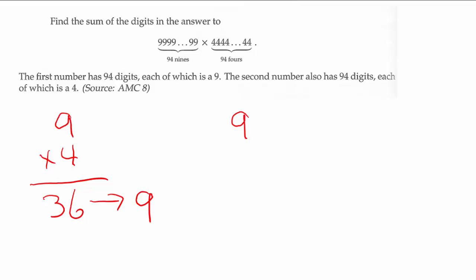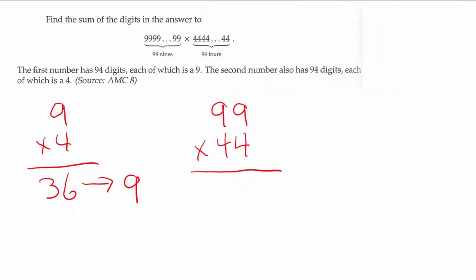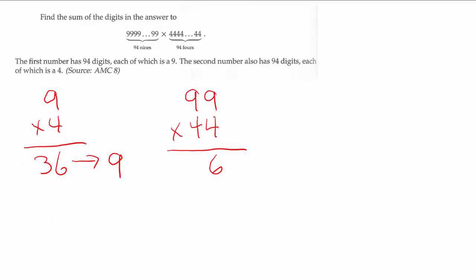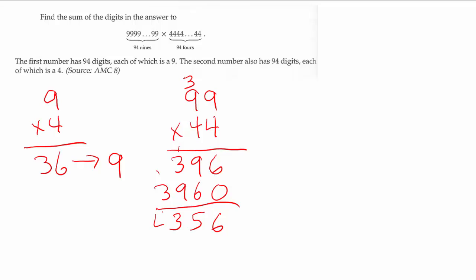That would be 99 times 44. So that's still pretty straightforward. Add them up. 6 plus 4 is 10, plus 5 is 15, plus 3 is 18.